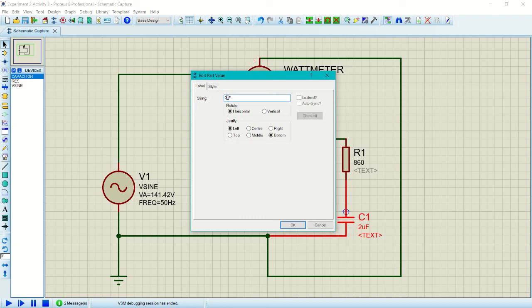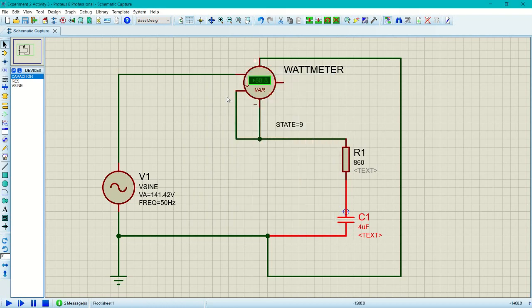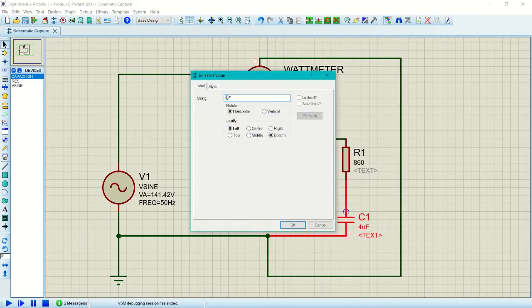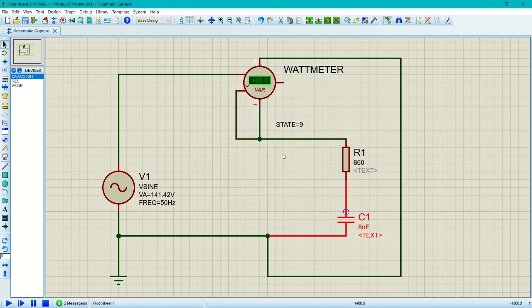Then change it back to 4 microfarad. We get the reactive power of this load is 5.79 VAR. Then for the last load, change to 8 microfarad. Then we simulate. We will get the reactive power 4.42 VAR. So that's it.